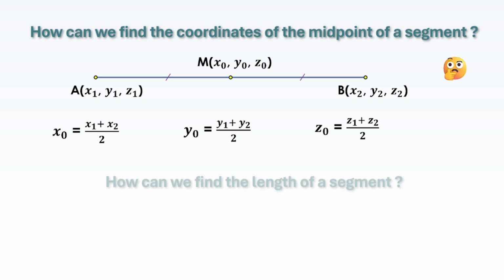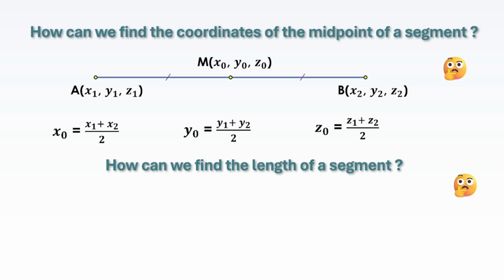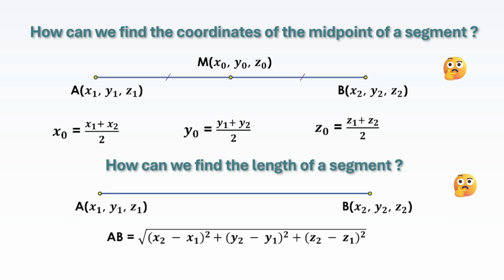To find the length of the segment AB, if A(x1, y1, z1) and B(x2, y2, z2), you need to use the following formula. AB equals the square root of (x2 minus x1) squared plus (y2 minus y1) squared plus (z2 minus z1) squared. From the coordinates of the end of the segment, we usually subtract the coordinates of the beginning of this segment.